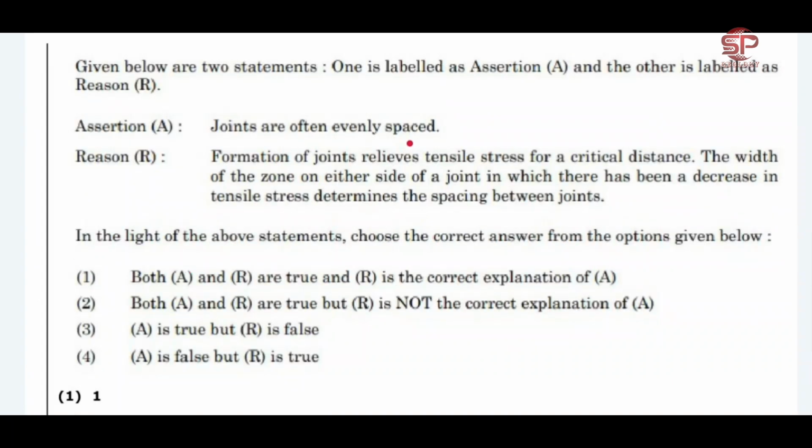Joints are often evenly spaced. They are formed by tensile stress. Suppose we say this is a joint, it is formed by tensile stress like this. So the spacing depends upon the effect of tensile stress. The more the effect of tensile stress from the joint, the more will be the spacing.